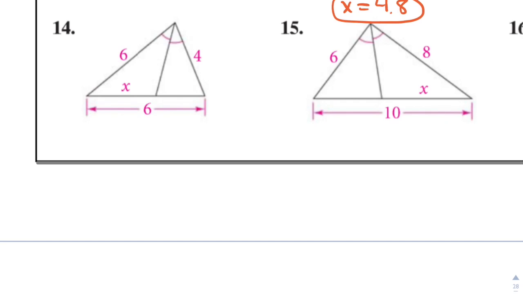This one, we're just going to mark this as 6, take away what I know, which is a variable. So it's going to be x is to, actually, I'm going to do smallest to largest. So 6 minus x is to x as 4 is to 6. So I went here, and then here, and then 4, and then 6.